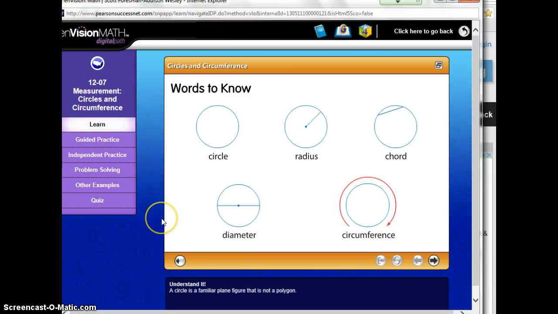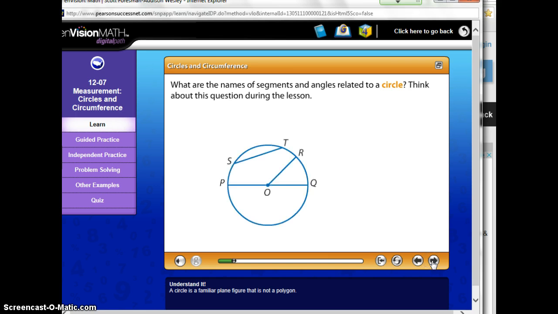This pre-recorded lesson is our lesson on measuring the circumference of a circle. Lesson 12-7. First of all, we need to go over some vocabulary of a circle.